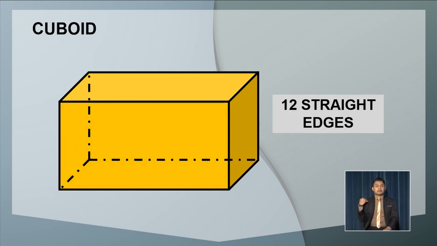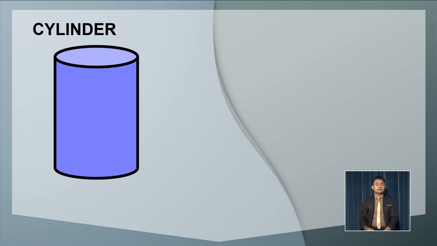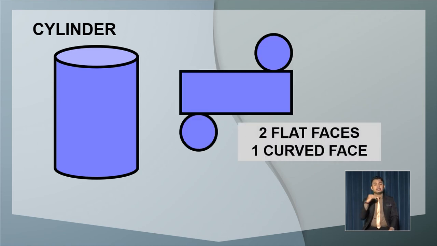It has 12 straight edges. 1, 2, 3, 4, 5, 6, 7, 8, 9, 10, 11, 12. 12 straight edges. A cube and a cuboid have almost the same characteristics, but they have different shapes. This is a cylinder. A cylinder has 2 flat faces and 1 curved face.